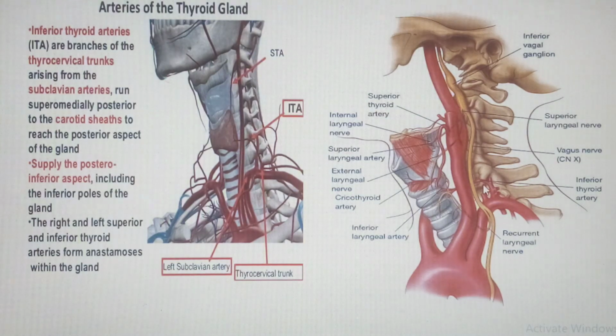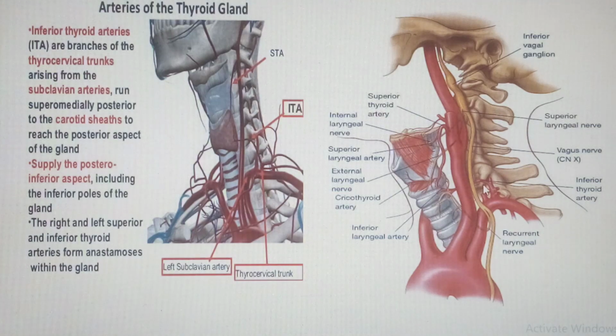But not only that, although the name is inferior thyroid artery, it also gives some supply to what we call the parathyroid gland. Even apart from that, some bits to the esophagus, the pharynx, as well as, of course, the larynx. So it will give off a few branches to supply these areas as well.